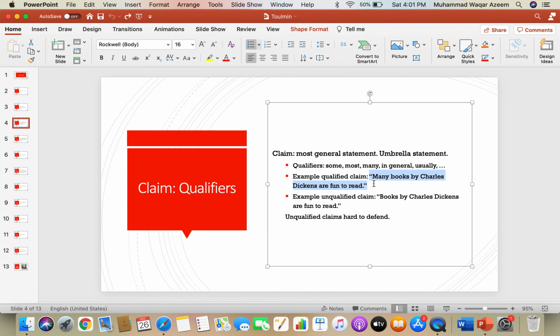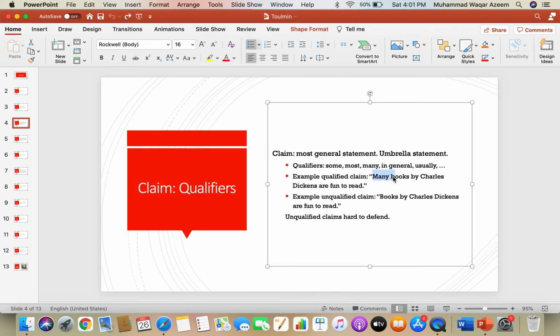This statement, many books by Charles Dickens are fun to read, is a position that an author has taken. Of course, the author needs some reasons to support this claim, but we will discuss the reasons later. Right now, I want to invite your attention to this qualifier, many. This qualifier has a very important role to play here.